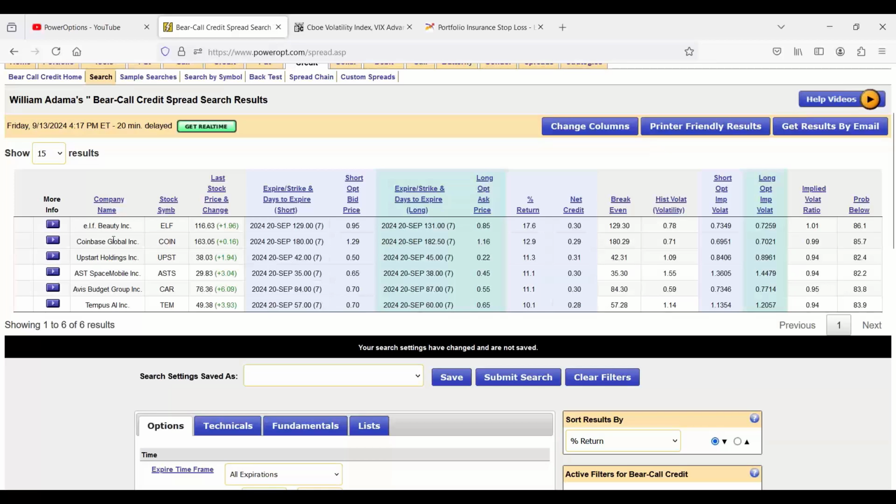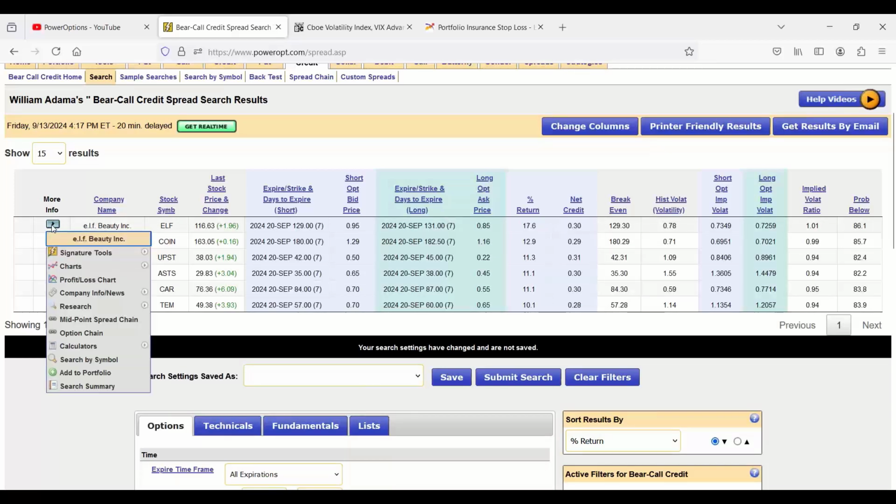And these are pretty far out of the money. So the Elf's down to 116.63, but it pulled back up today. We're looking at the 129 to 131 strike, midpoint net credit of 30 cents with an 86.1% probability. That 30 cents against the true risk of the 2-point spread, or $1.70, would be a 17.6% return for a 7-day trade. But, of course, everything's been coming back up, including Elf.